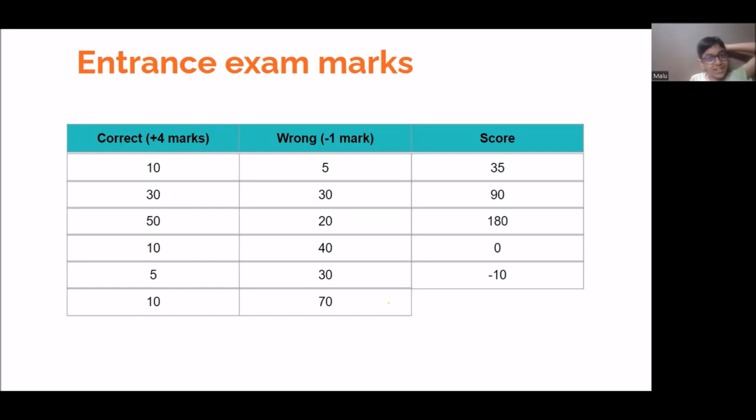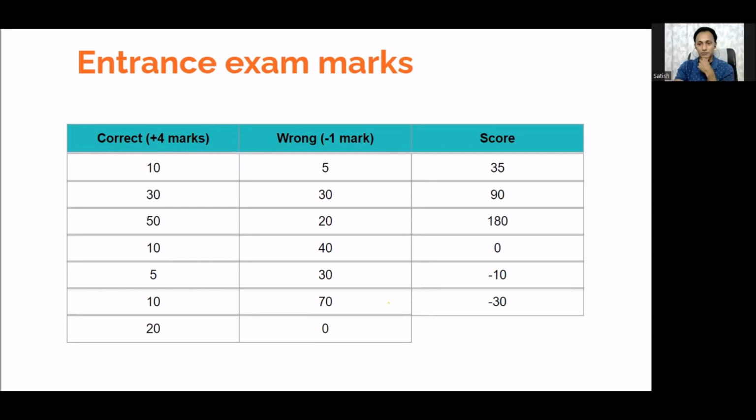Negative 30. This one? 80. So you see, it is much better to get 20 right answers, and not write anything further. Intelligent people will say, yeah, but the problem is you don't know which is correct or which is wrong.